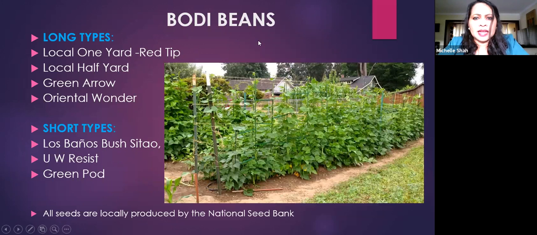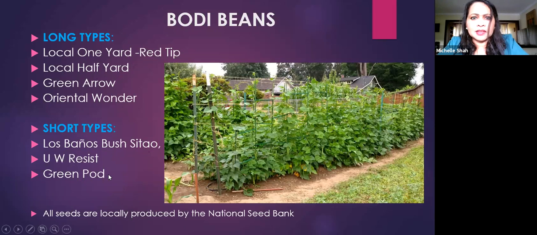Let's look at the bodi bean plants. This is a photo of how bodi bean grows along trellises. There are two types, the long type and the short type. The varieties in the long type are the local one yard red tip, the local half yard, green arrow, and oriental wonder. The varieties in the short type are the Los Baños, Bush Sitao, the UW Resist, and the Green Pot. All seeds can be locally produced by the National Seed Bank.